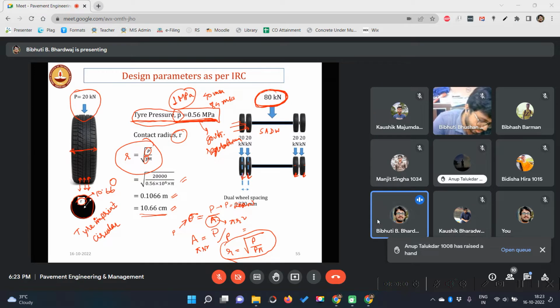So that means what will be this much? What will be the width of the tire? Oh, come on. See, this is same, isn't it? So 21.32. Yeah, it will be just double of it, right? It is twice it.